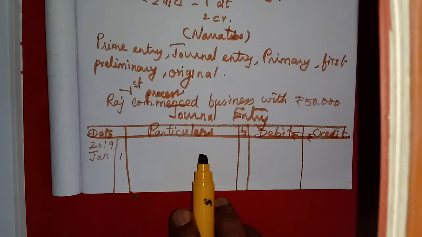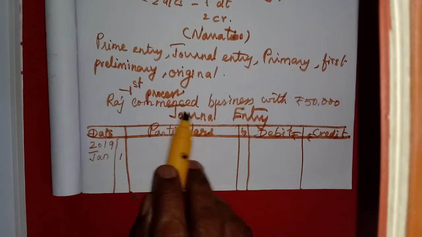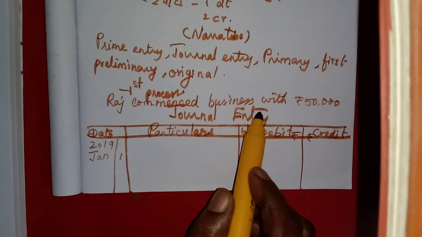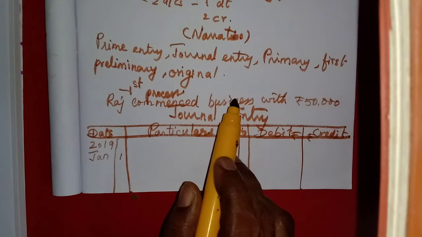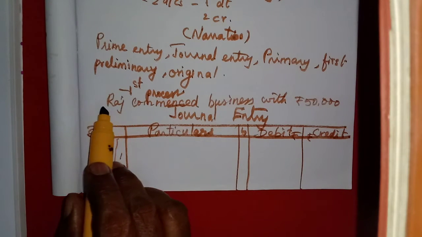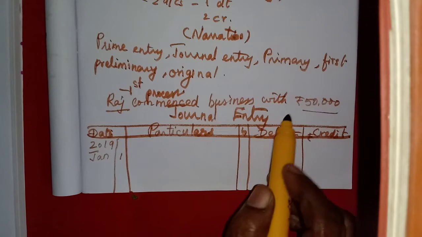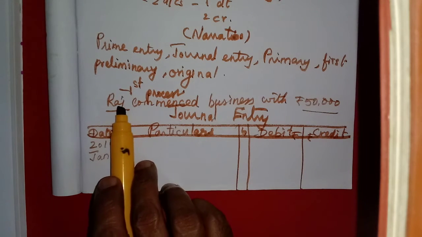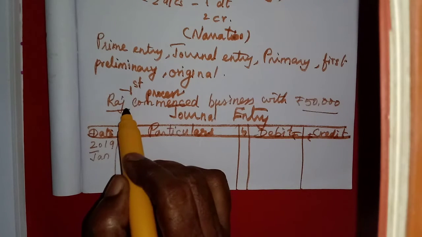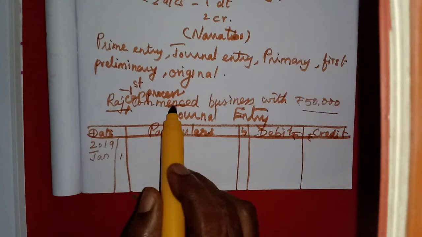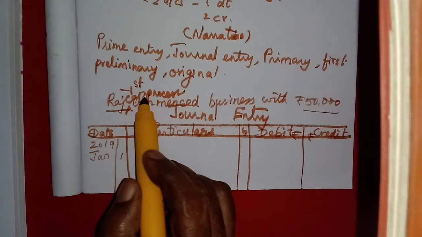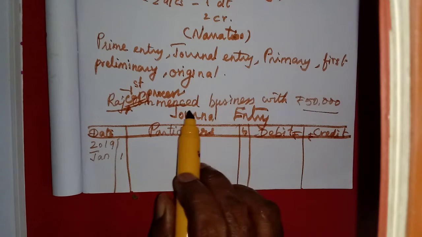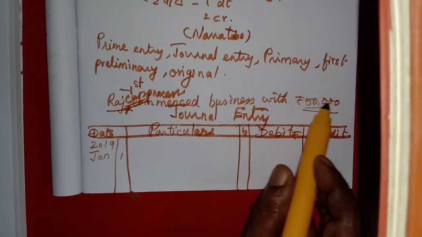I will explain this with an example. Raj commenced business with rupees 50,000. Here two accounts are involved that we should find out. One is Raj, and the other one is cash. The words commenced business and all we should not write. Raj's account is his capital. Since he commenced business, he is bringing cash inside, so it is called capital. Raj capital account.